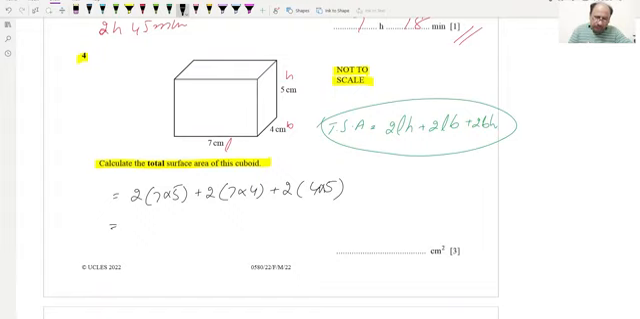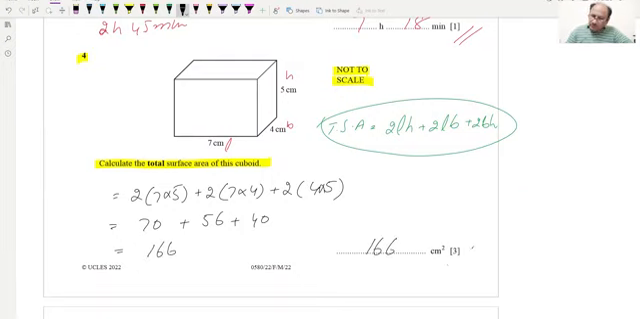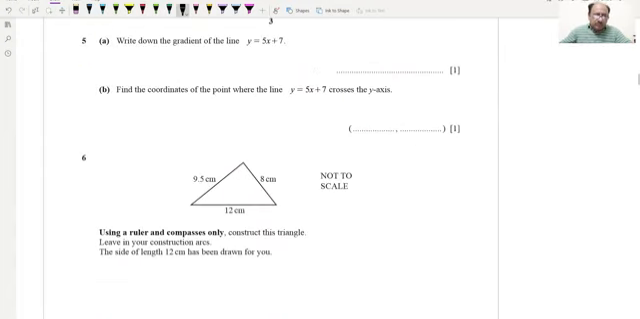So we can simplify. This will be 35 into 2 will be 70, plus 28 into 2 will be 56, plus 20 into 2 will be 40. You can even use a calculator, type this in the calculator, and you will get the answer, and the answer will be what? 70 plus 56 plus 40 is equal to 166 centimeters squared for 3 marks. Hopefully you understood this.